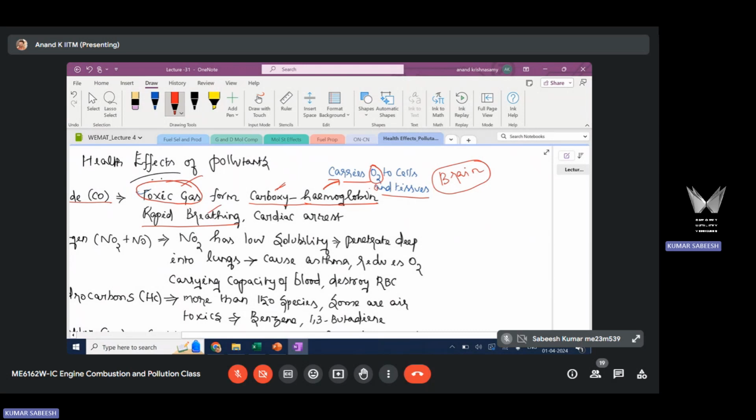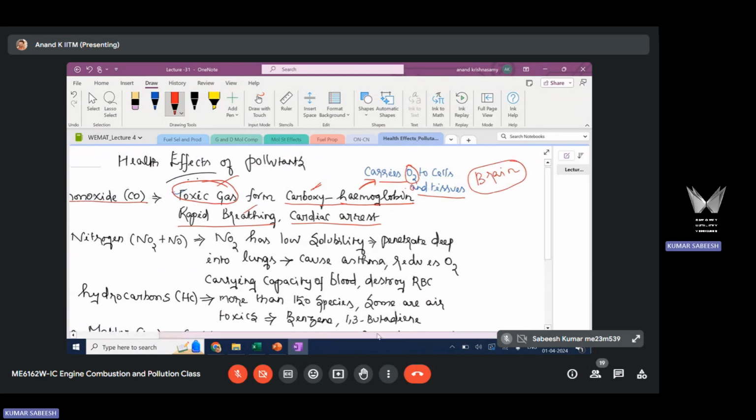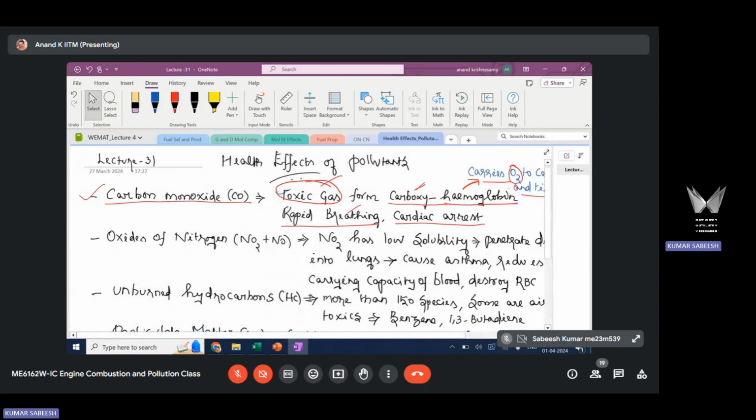And the worst case scenario is cardiac arrest. You will lose consciousness. If CO levels are high above the threshold value, there will be rapid breathing followed by cardiac arrest. The heart will stop functioning. You will lose consciousness. So this is the effect of CO. It's more dangerous than we think. Unless it is at a very low level, it can create any kind of effect, including fatal.